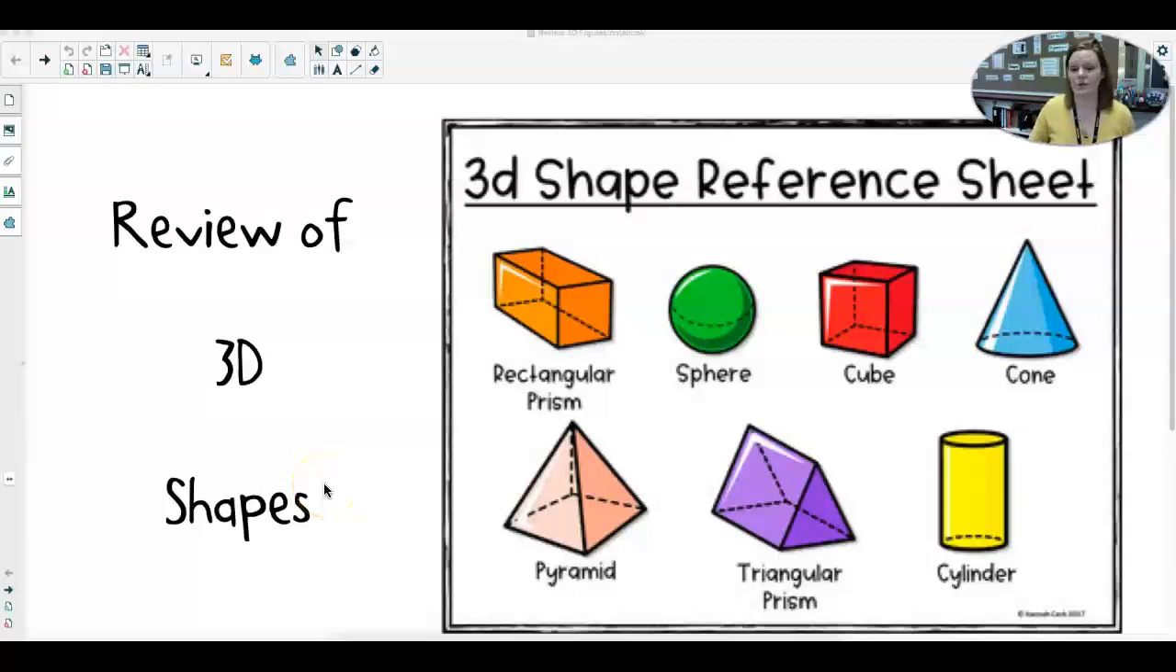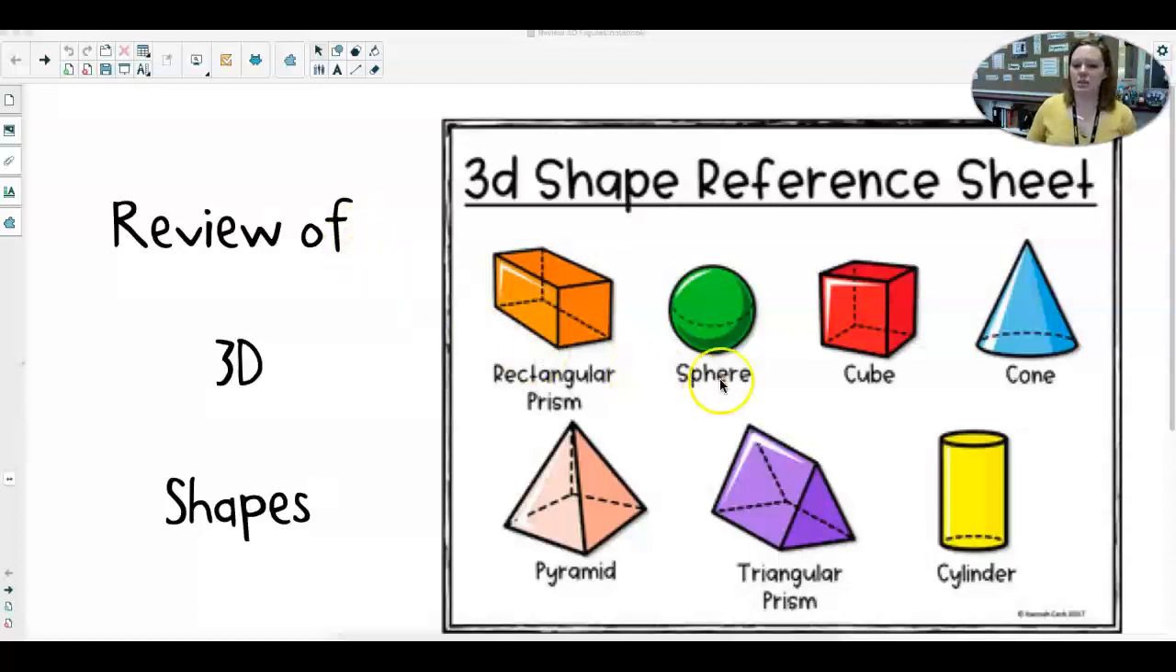Welcome back, guys. We're going back to our 3D shapes and learning about volume and surface area. But before we get into all that, let's just take a day to review the 3D shapes we learned about two weeks ago. So, just a quick review.